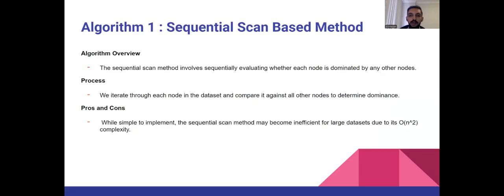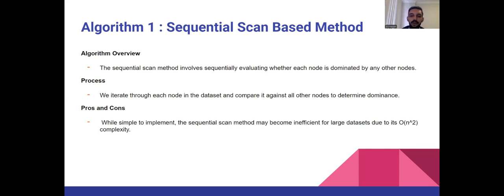Now coming towards the first algorithm which we used for our problem, the sequential scan-based method. This is the simplest approach to skyline search. It involves checking each home in the data set to see if it is dominated by any other home. This means comparing each home against all others to determine if there is another home that is both cheaper and larger.